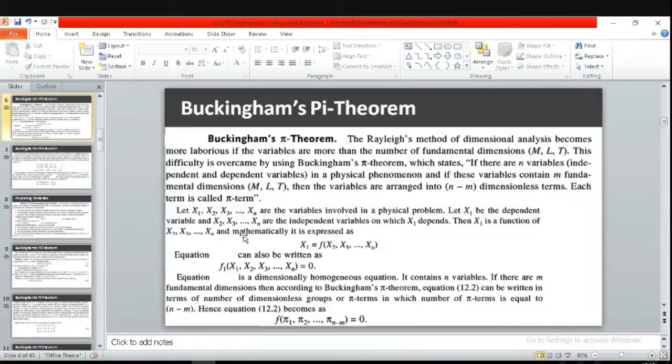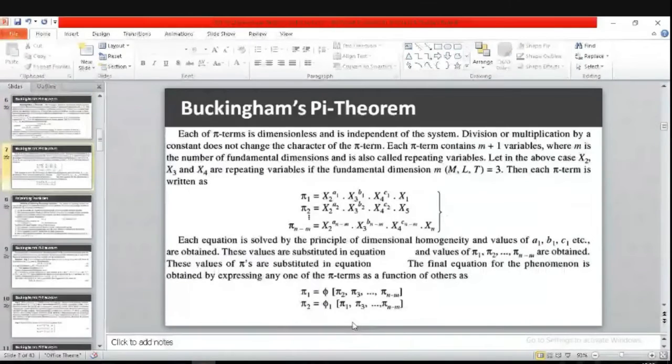That means suppose there is any dependent property x1. So this dependent property x1 depends on other properties, for example x2, x3 and so on till xn. So we can write mathematically x1 is a function of x2, x3, x4 and so on till xn. Or we can rewrite this as any dimensionless function of x1, x2, x3 and so on equals 0. Okay, so we can replace them by n minus m pi terms. So we can say function of pi 1, pi 2 and so on till pi n minus m equals 0. We saw this in the last lecture.